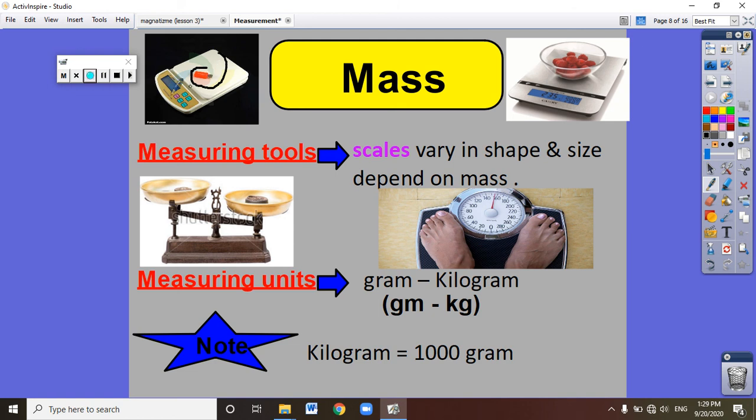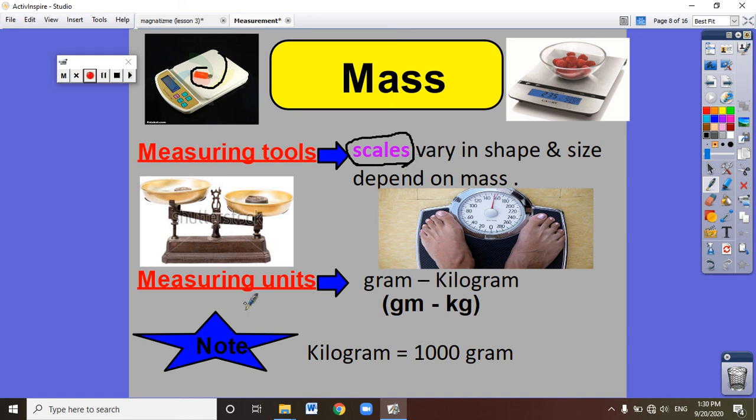Okay. Let's take the measuring tools of the mass. The measuring tools of the mass are scales. As you can see in these pictures, it's a scale and it's also a scale. Scales have many shapes and sizes, depending on the object that I want to measure its mass. So the measuring tools of the mass are scales.